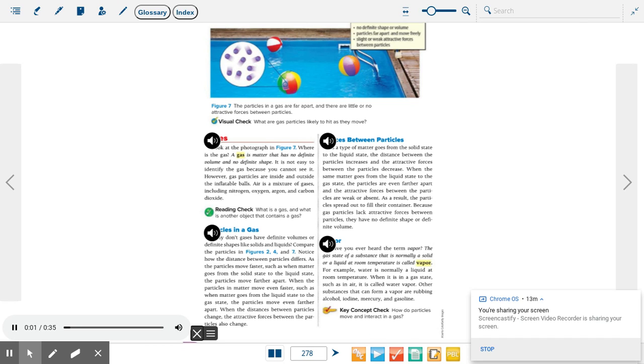Vapor. Have you ever heard the term vapor? The gas state of a substance that is normally a solid or a liquid at room temperature is called vapor. For example, water is normally a liquid at room temperature. When it is in a gas state, such as in air, it is called water vapor. Other substances that can form a vapor are rubbing alcohol, iodine, mercury, and gasoline. Key concept check. How do particles move and interact in a gas?